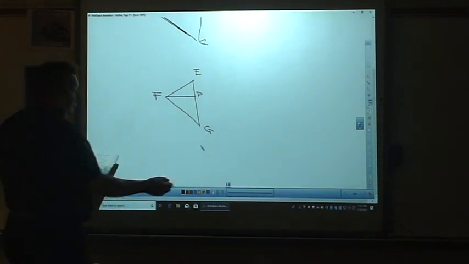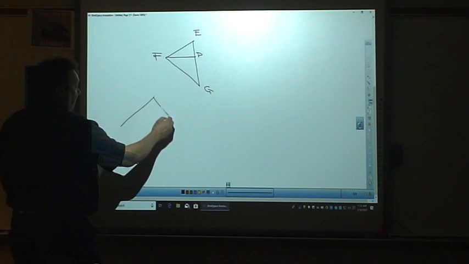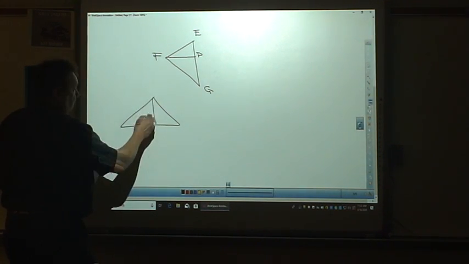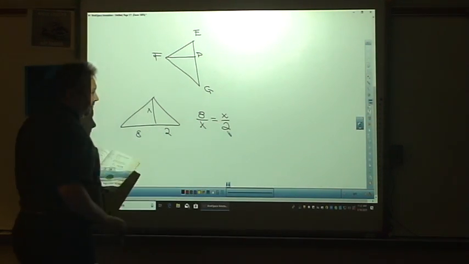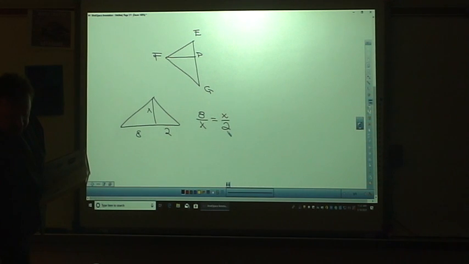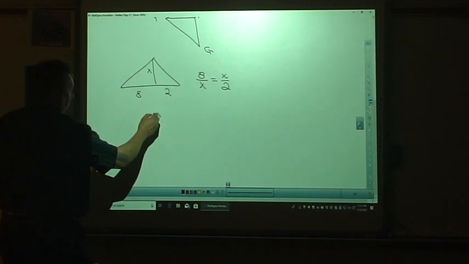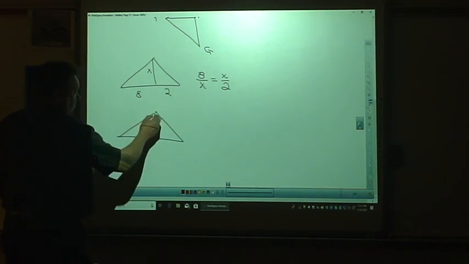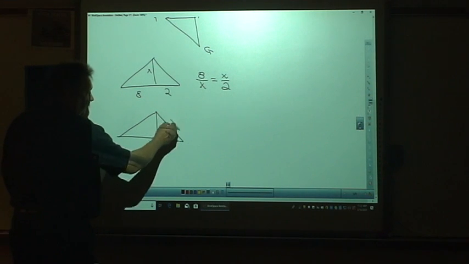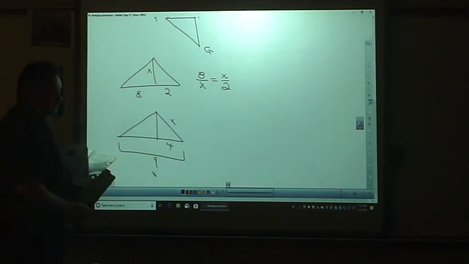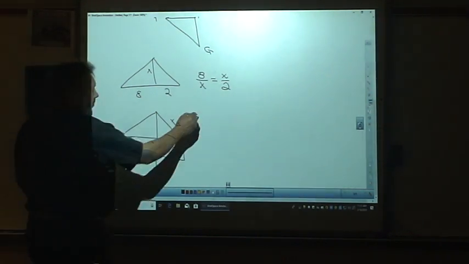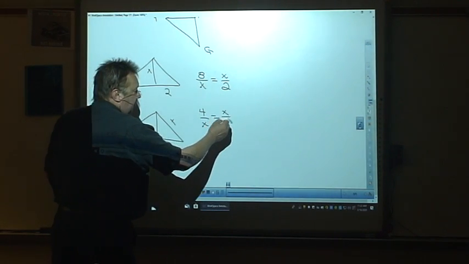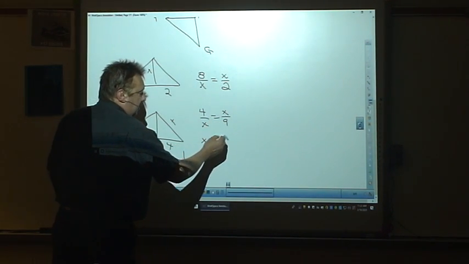For number 15, we're trying to solve for x. We're going to set this up as 8 over x equals x over 2, because we have the altitude. And you should have gotten that x is equal to 4. For number 16, we are not dealing with the altitude. We are dealing with this segment 4, this segment x, and this segment 9. So here we have the leg, so we're going to be looking at corollary 2, which means we'll have 4 over x equals x over 9, which means x would end up being 6.